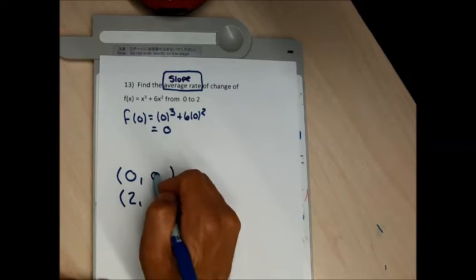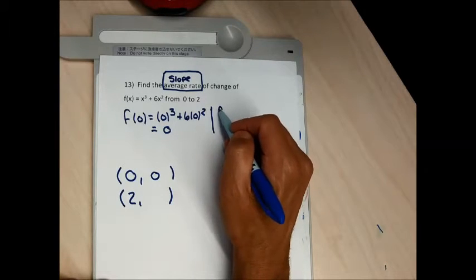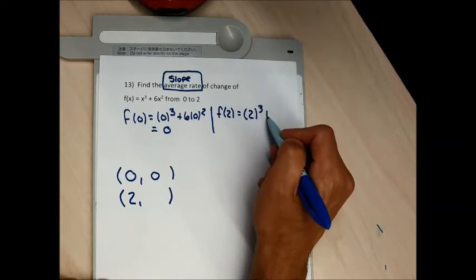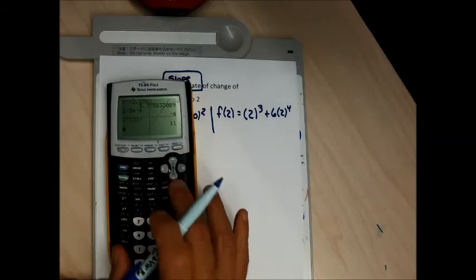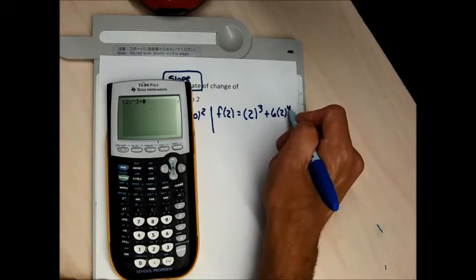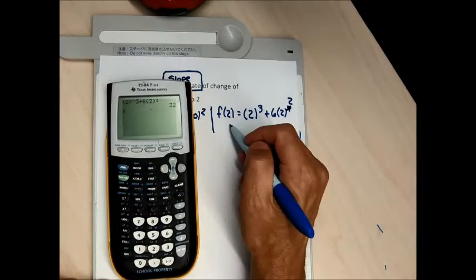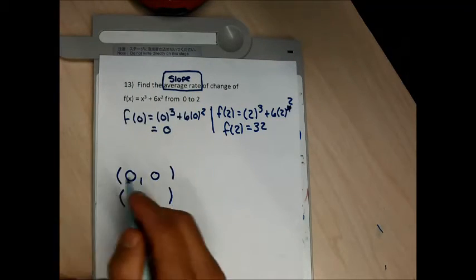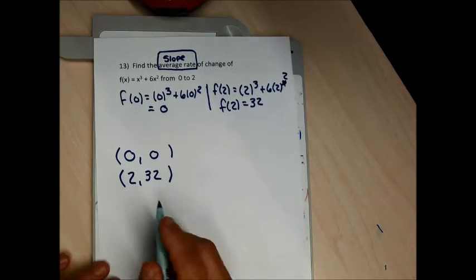So one of the 2 points that I'm going to use to find the slope of the line between those 2 points is 0, 0. The second point, I'm going to plug in 2 for x and get 2 cubed plus 6 times 2 squared. I think that's 32. If I did it on my main screen of my calculator, I could just go 2 cubed plus 6 times 2 squared. I wrote a 4 there for some horrible reason. So I get f of 2 equals 32. So the 2 points that are implied by these x-coordinates are the points 0, 0 and 2, 32.